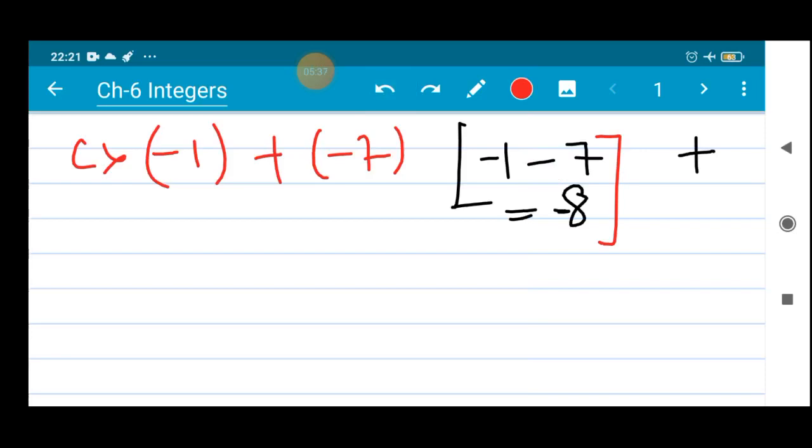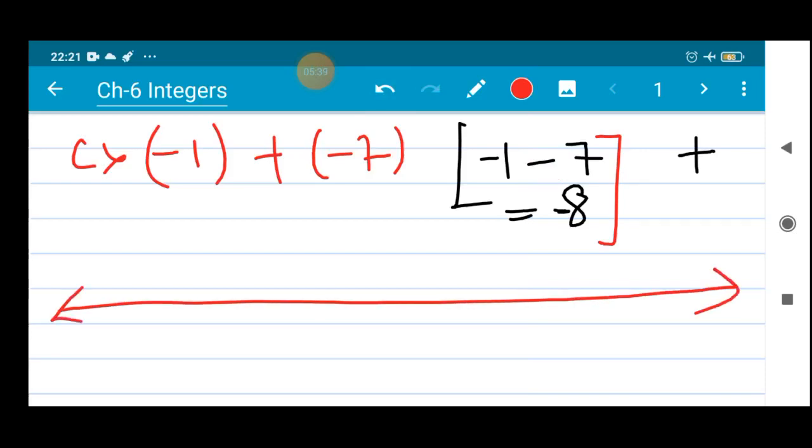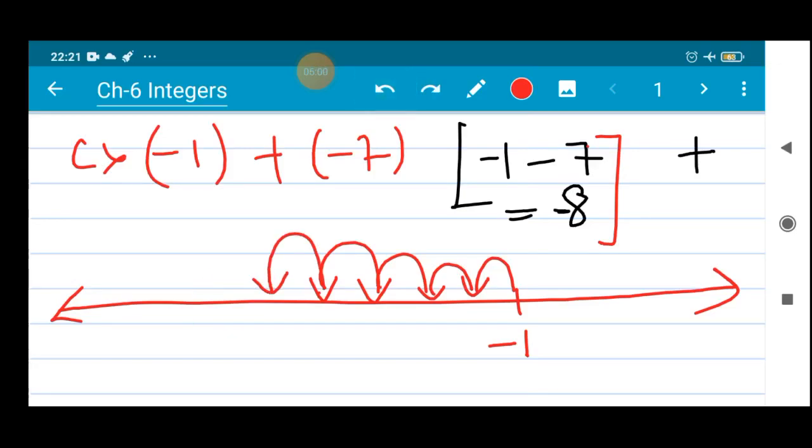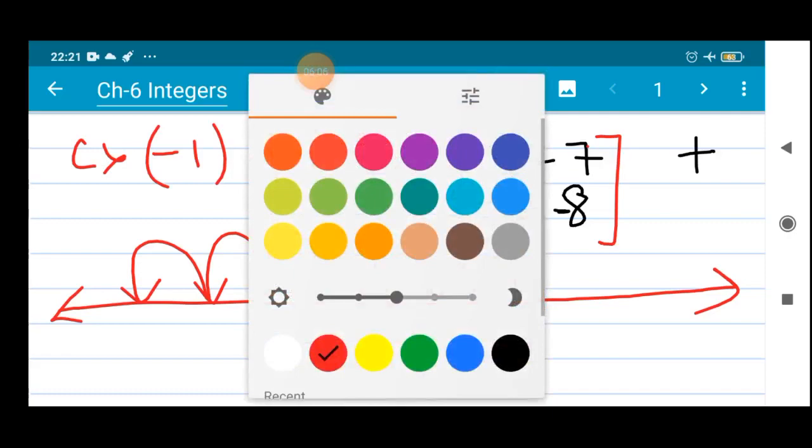So let's find whether we will get that or not. Okay, we are first at minus 1 position. That means you have to move where? You have to move to minus 7 position, that is towards the left hand side, negative side. So 1, 2, 3, 4, 5, 6, 7. Okay, let's see whether we are in minus 8 position or not.